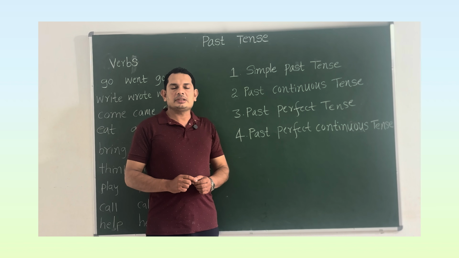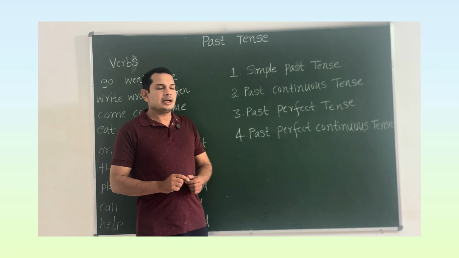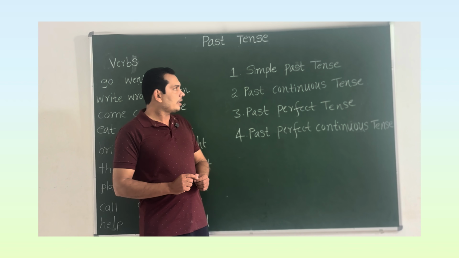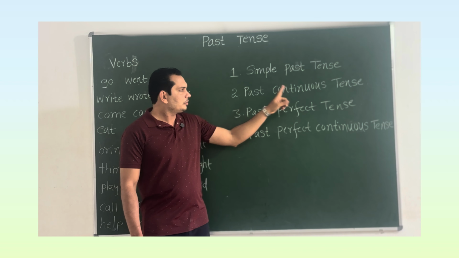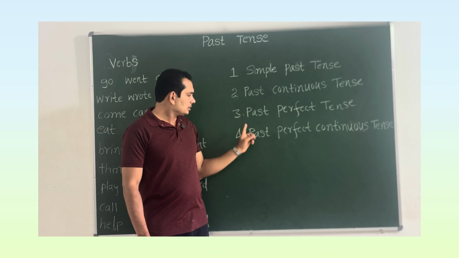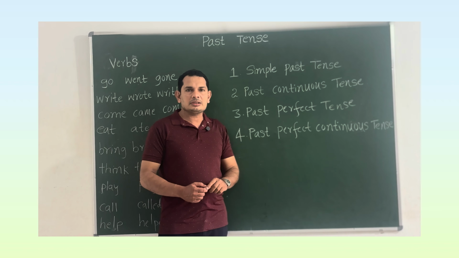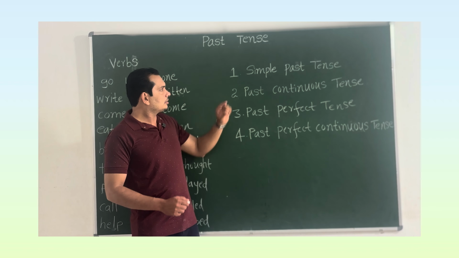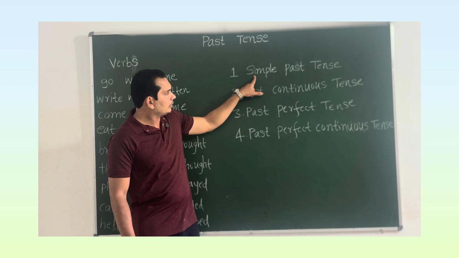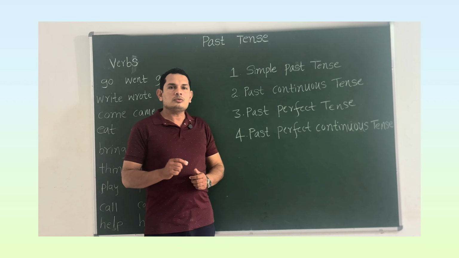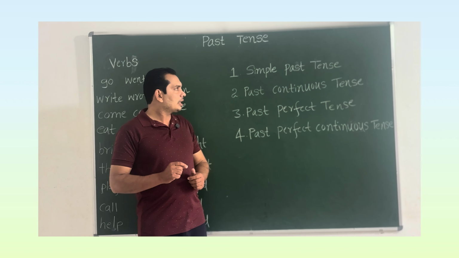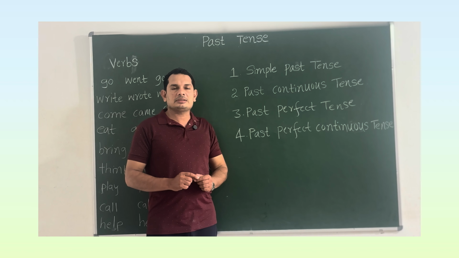Just like the present tense, the past tense too has four forms, four aspects. They are simple past tense, past continuous tense, past perfect tense, and past perfect continuous tense. In this class, let's focus on the first one, simple past tense. Now I am going to tell you how we write sentences in the simple past tense.